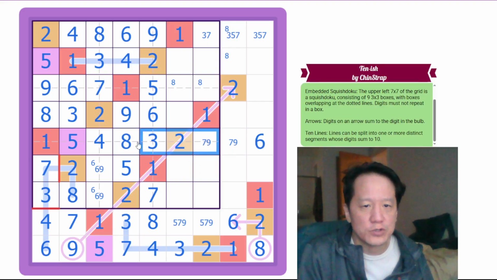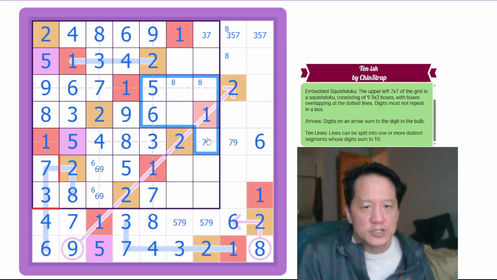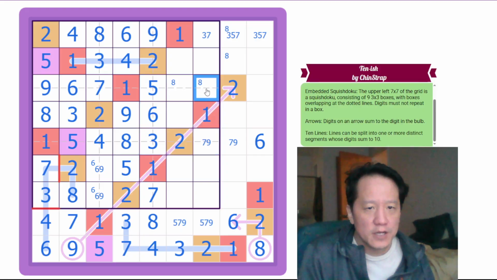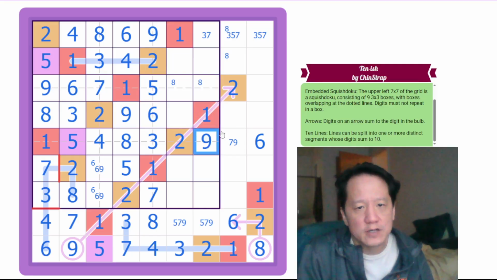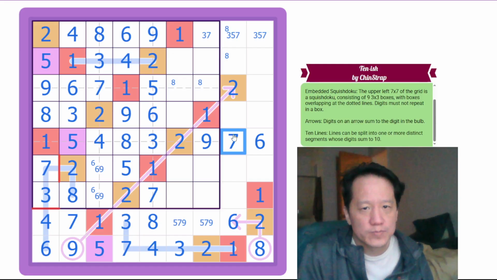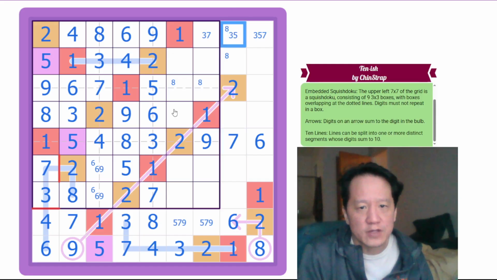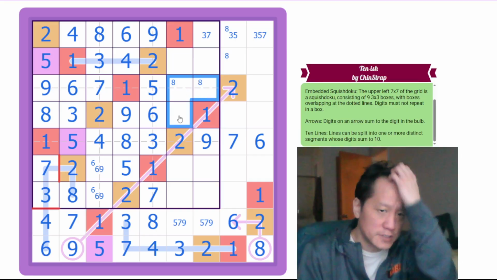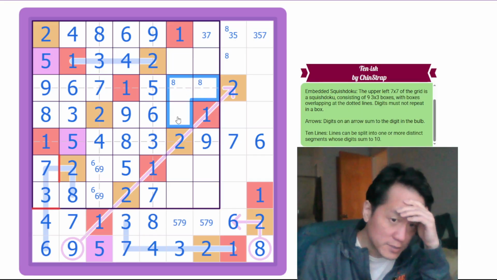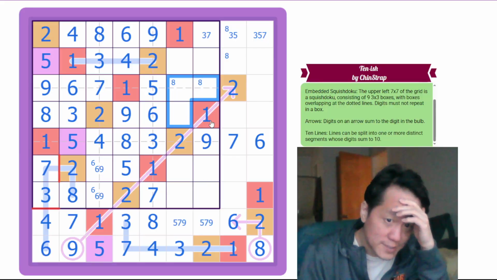We have squish Sudoku, I guess. So remaining digits in box 6. Well, we need a 9 in box 6, and none of these can be 9 because of 9s in the row, so this has to be 9 here, which makes this 7. 7 eliminates 7 in the column. Remaining digits in box 6 are 4, 7, and 8.